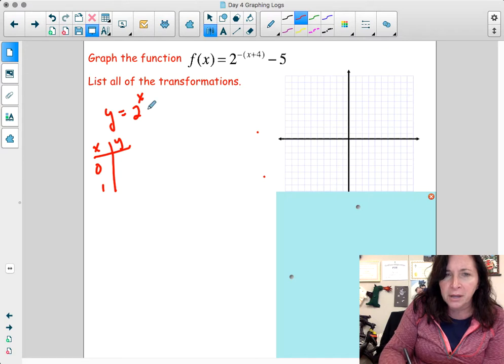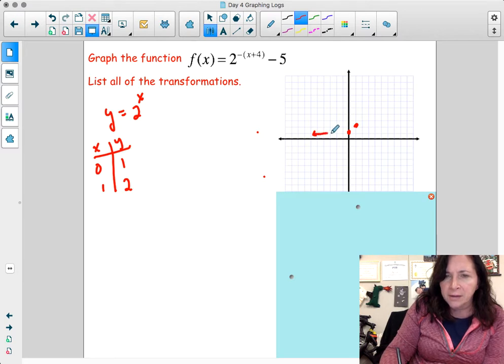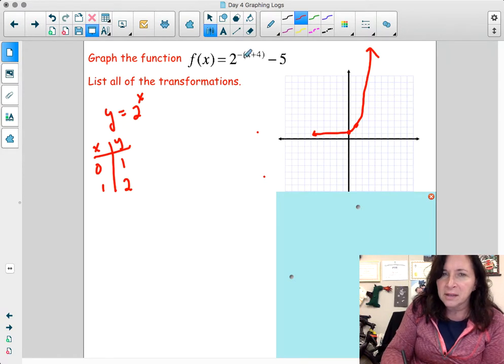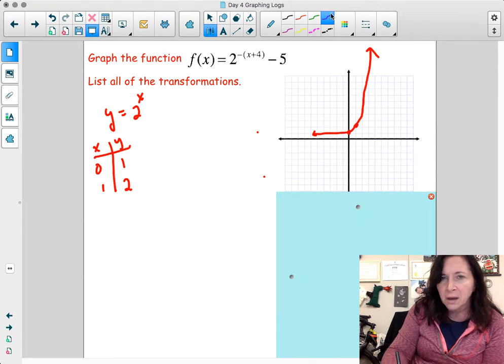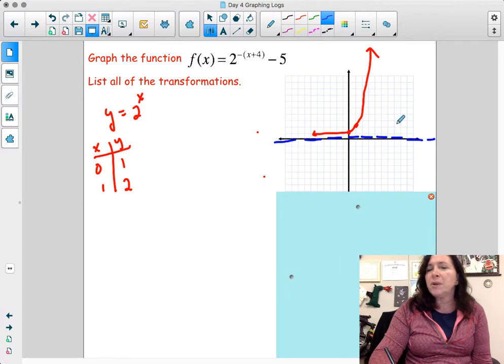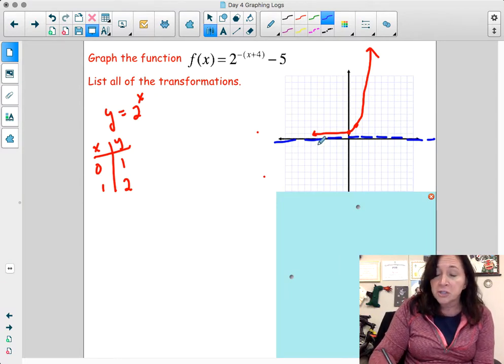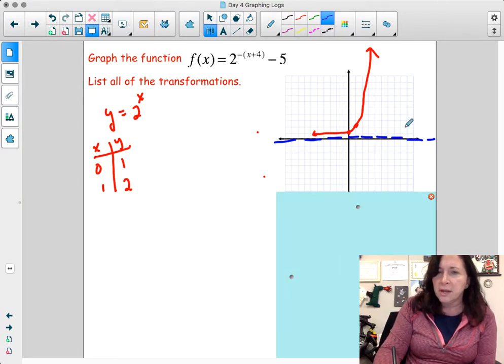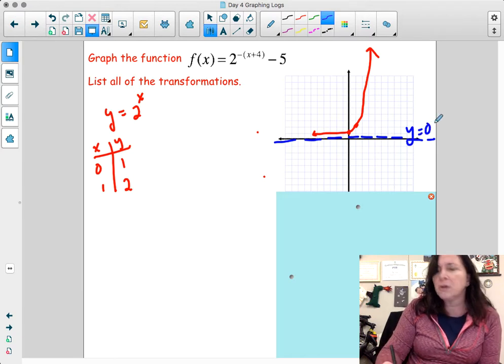So in plotting 2 to the 0 power, I'm going to get 1. 2 to the first power is 2. So we start off with 0, 1, and 1, 2. And our graph, I can definitely plot more points, but I do know this is exponential, and it is going to go up like this. It's exponential because of the variable that's in the exponent. I also know that there is a horizontal asymptote because exponential functions do not have vertical asymptotes, and so they do have a horizontal asymptote.